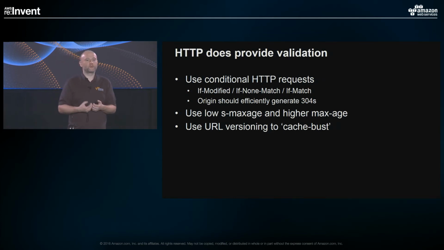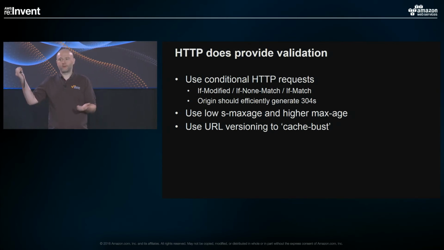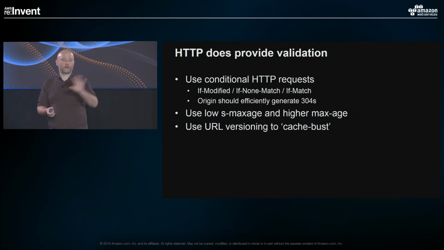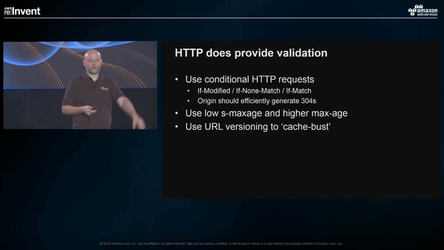So the concept of being able to just look at the database and see, is there a version higher than this one? Yes, it is. Therefore, I will generate that content now. If it hasn't changed, then I won't generate the content. I'll just send a 304, not modified. You've got the current version.